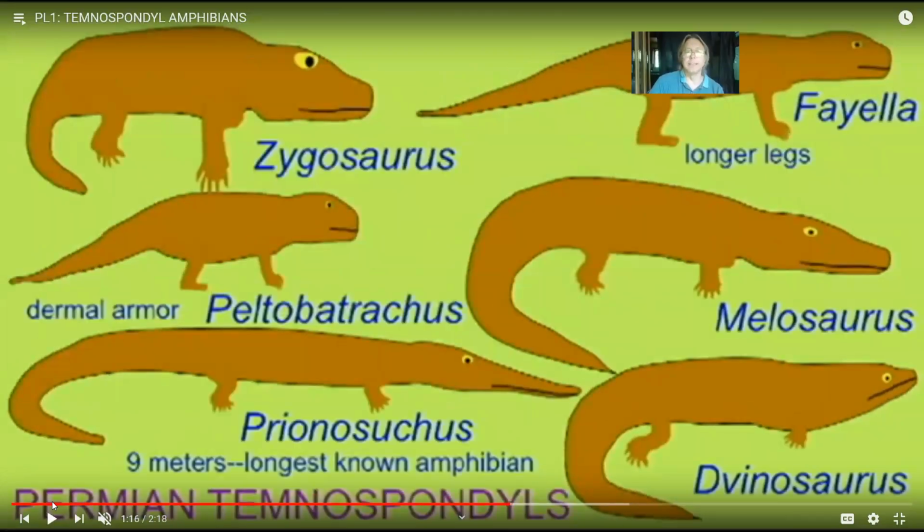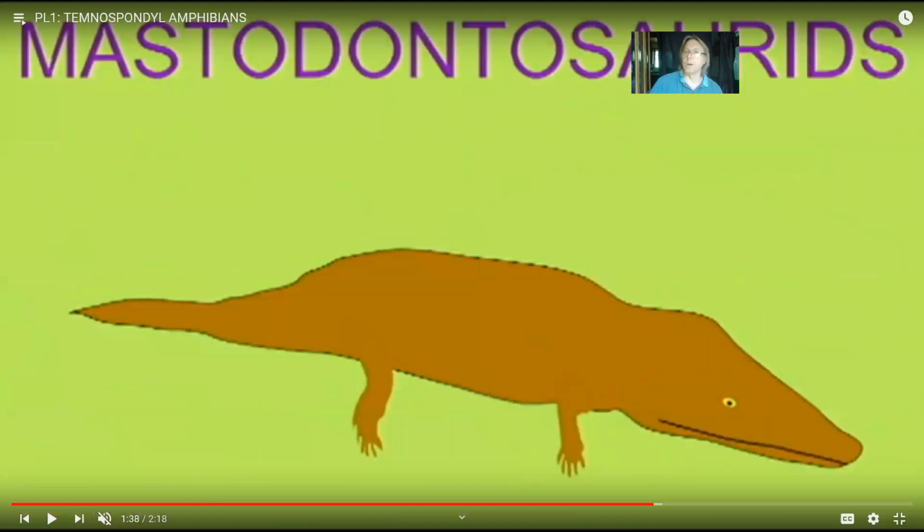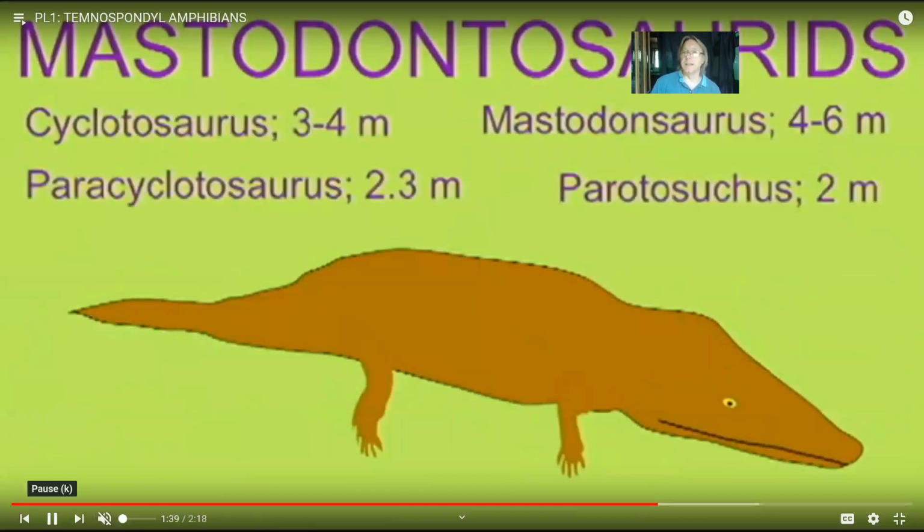Some had longer legs. Some actually put on dermal armor for protection. One was almost 30 feet long, and was the longest known amphibian. Some adapted to life in the water. So even today, there are birds like penguins, and mammals like whales and seals, etc., which are adapted to water.